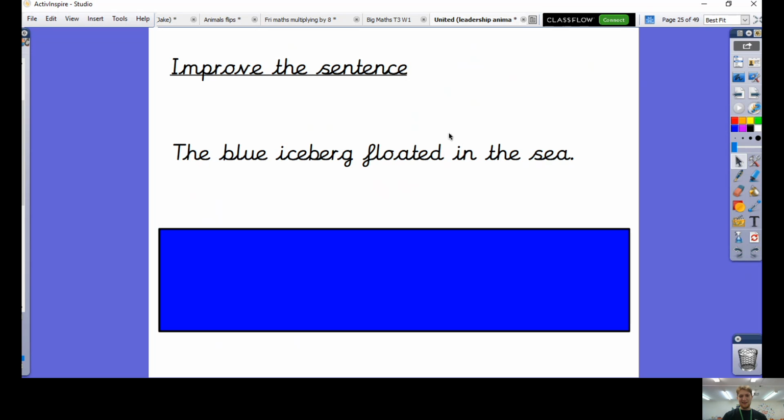Yes, that's correct. It's in. It's a bit of a boring preposition though. I think as Year Threes we can use much better prepositions than that. I feel very confident with that.